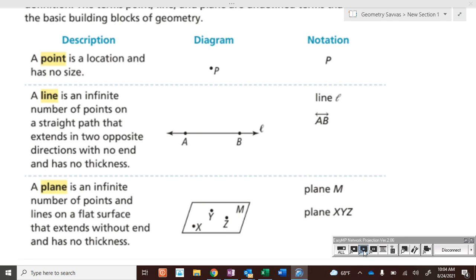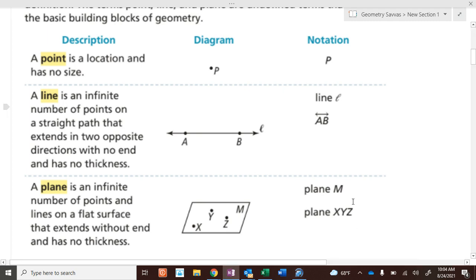Now, as we said, point uses a capital letter. A line uses a lowercase letter or else 2 of the points in it to name it. And a plane, you can use either a capital letter to signify it in the corner or at least 3 of the points to name it. All right. We will go on to define terms now.